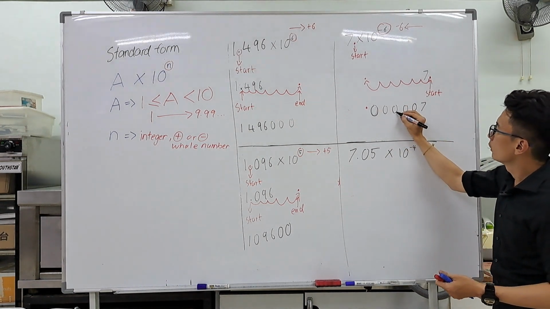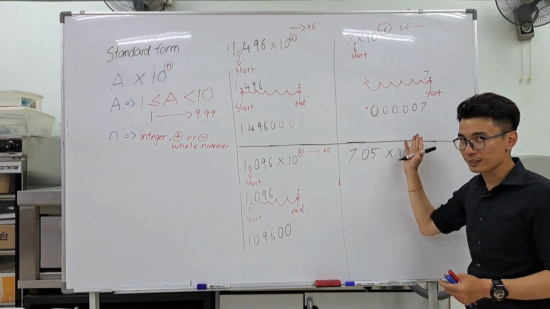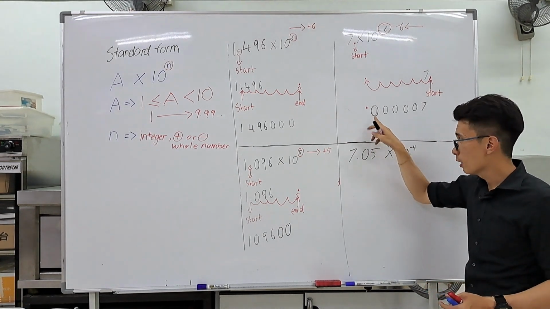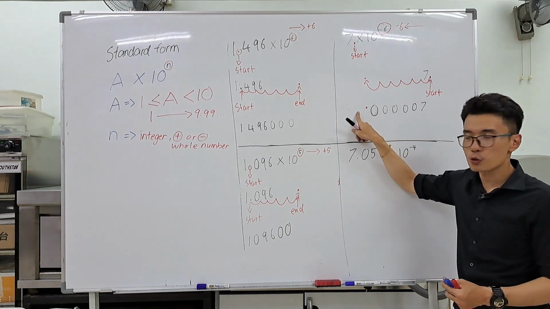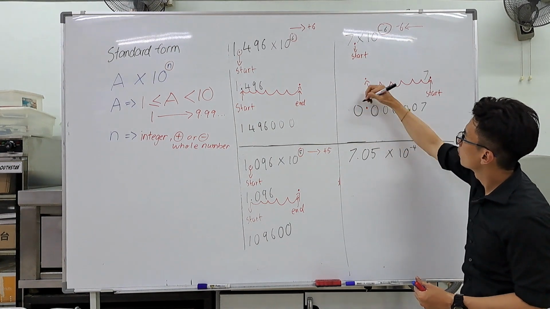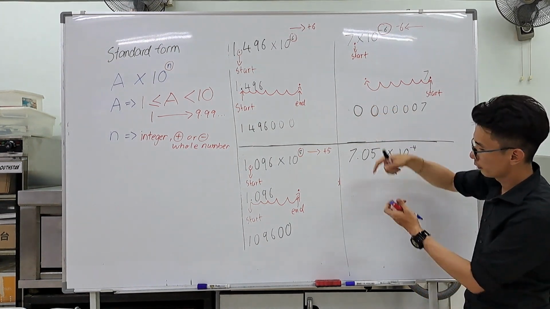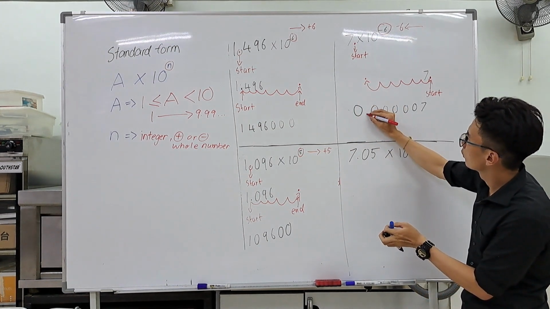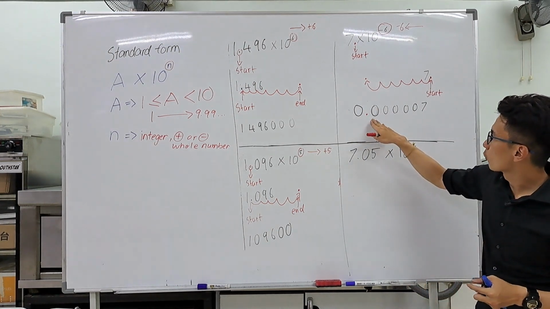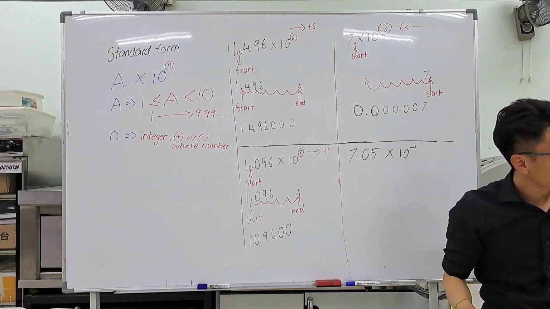Now, this is not my final answer yet. If you have a decimal point over here, like point something, you should be writing a 0 in front. That is how you write the answers over here.